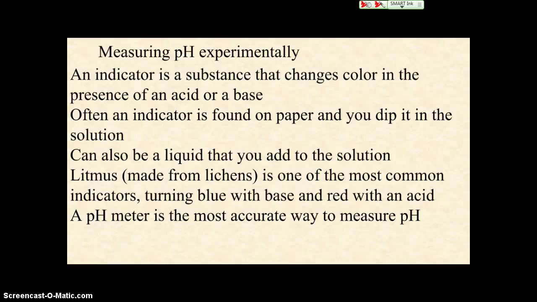Otherwise, a pH meter is the way to get an actual quantitative number. And a pH meter, your book describes how it conducts the electricity and changes that into a readout, where the more conductive it is, the lower the pH for an acid, or the higher the pH for a base. And that's it for 18.3.